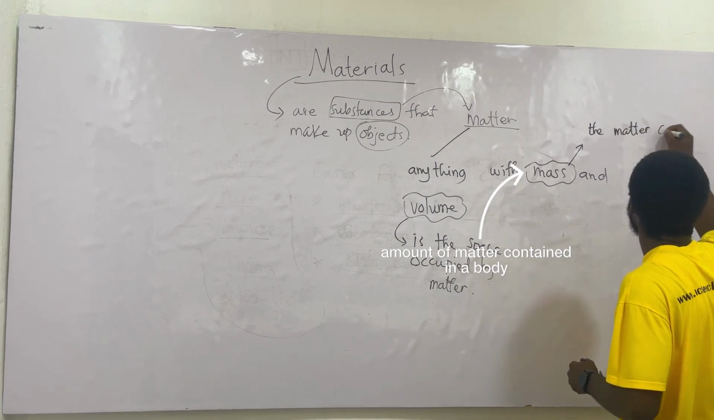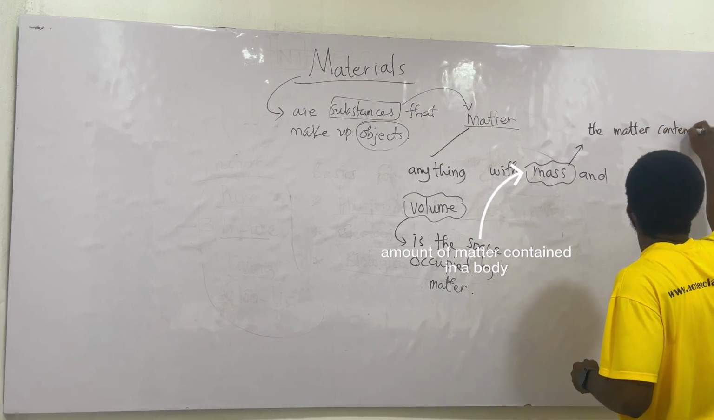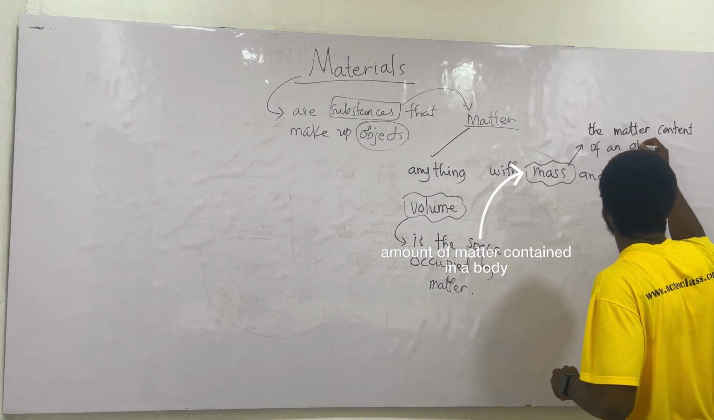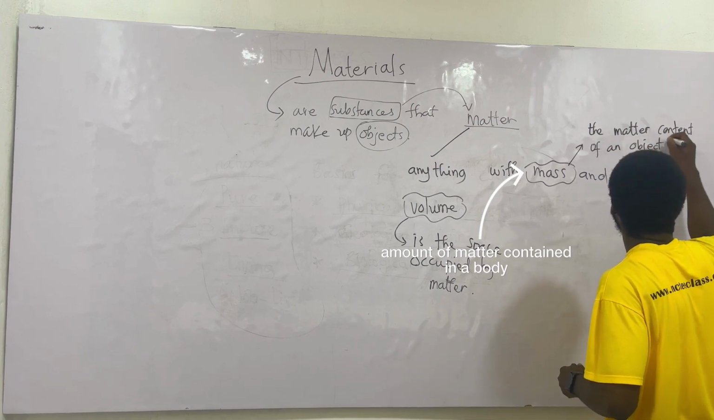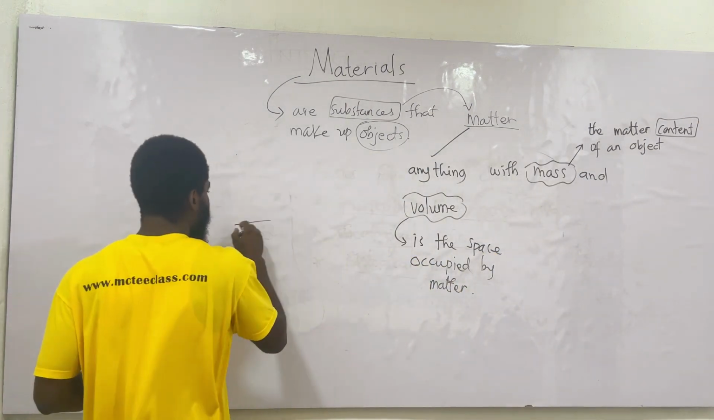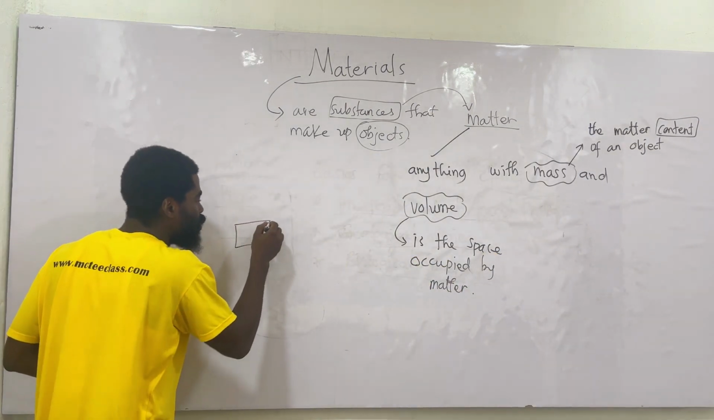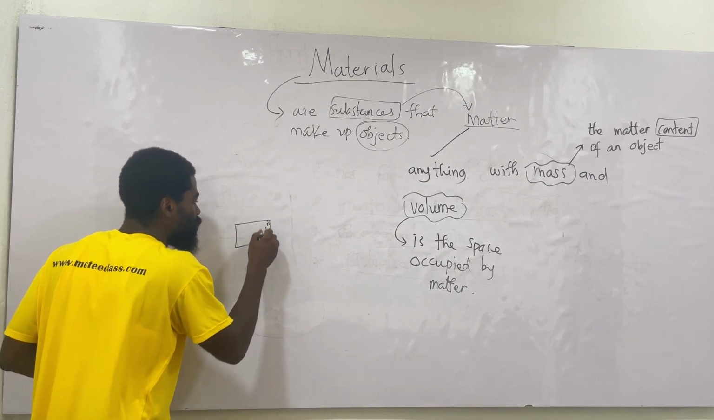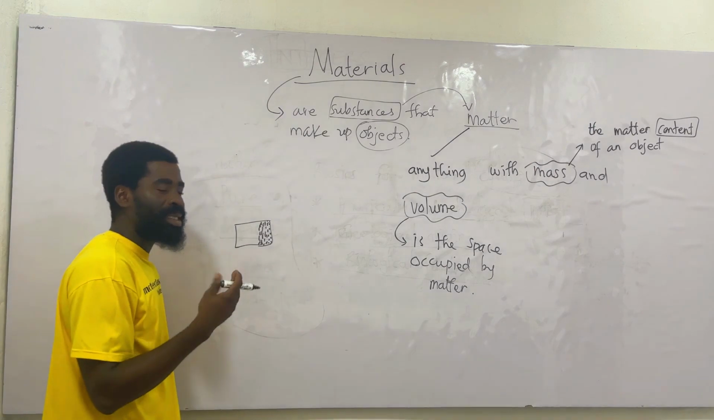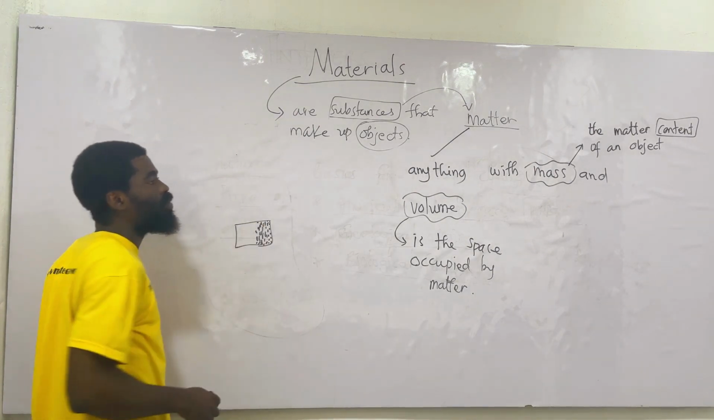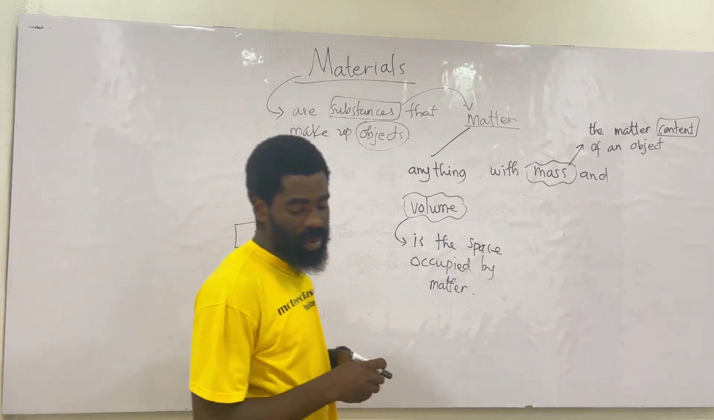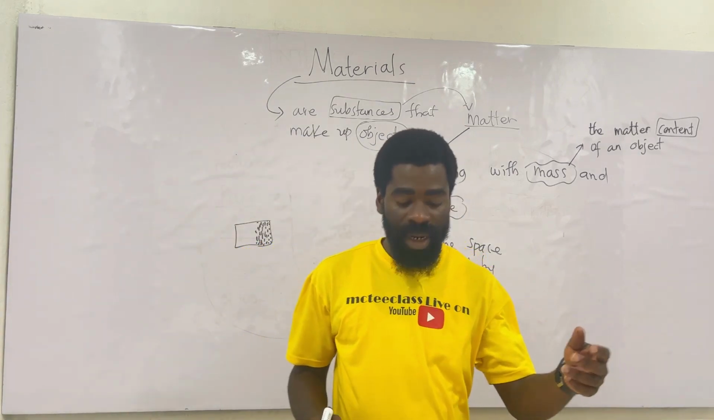The matter content of an object. When I say content, the thing it contains. So I take a wood. The amount of what? Of matter, the small things in the wood, will give the mass. The more of that, the more of what? Of the mass. So once you have these two, you are qualified to be what? To be matter, right? Good.